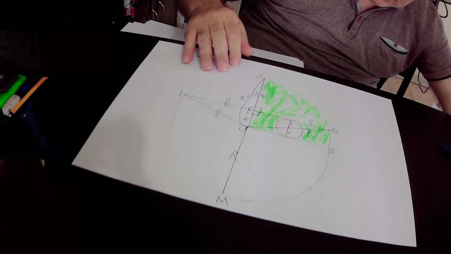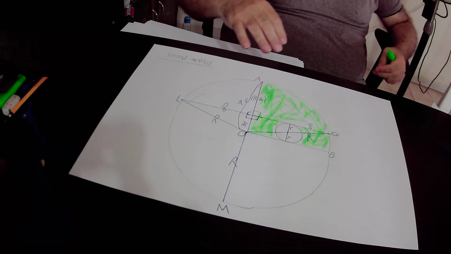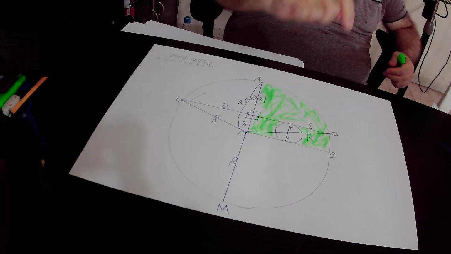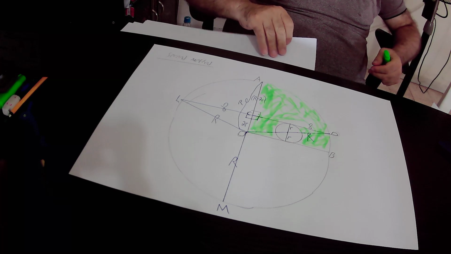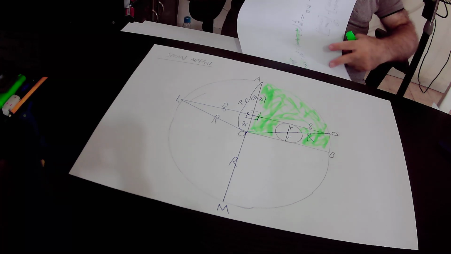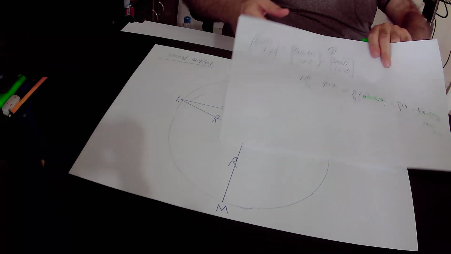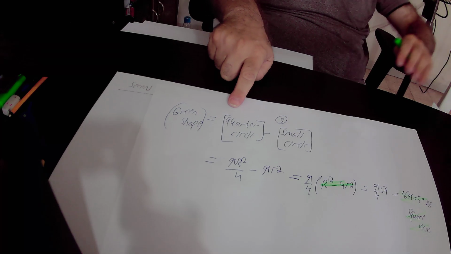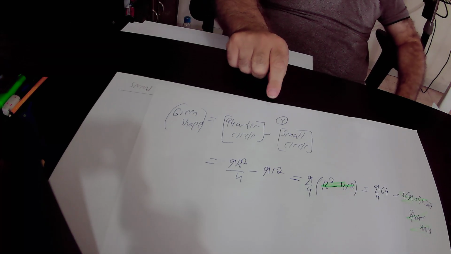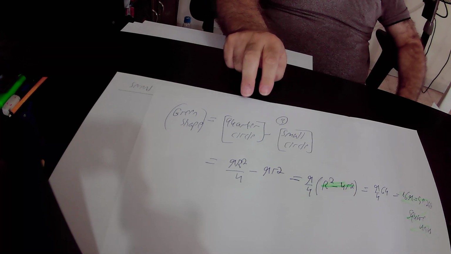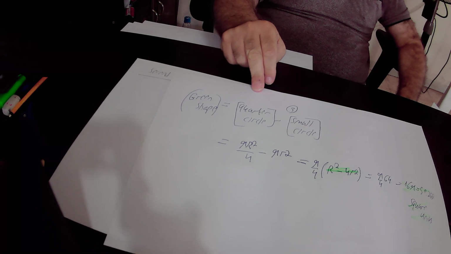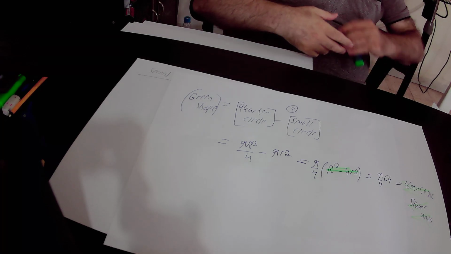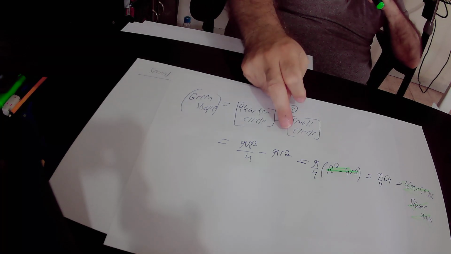And what is the value of the green area? The value of the green area equals the area of the quarter circle minus the area of the small circle. I'll repeat again. The value of the green shape equals the area of the quarter circle minus the area of the small circle. The area of the quarter circle equals pi R squared over 4, that is the area of the circle over 4, minus the area of the small circle, that is pi r squared.